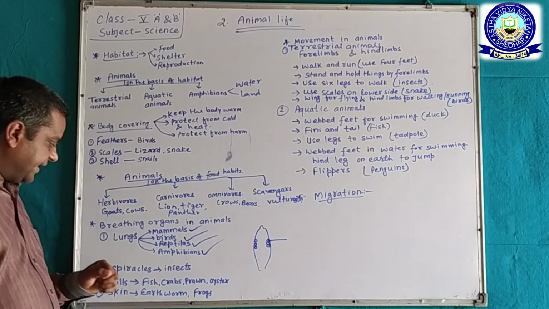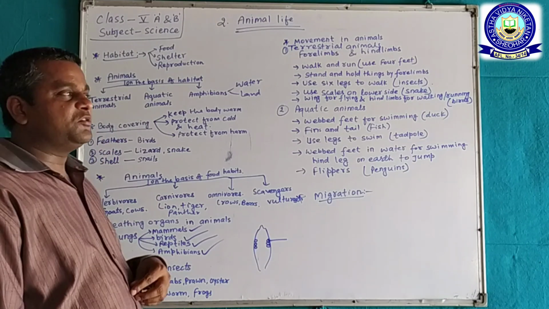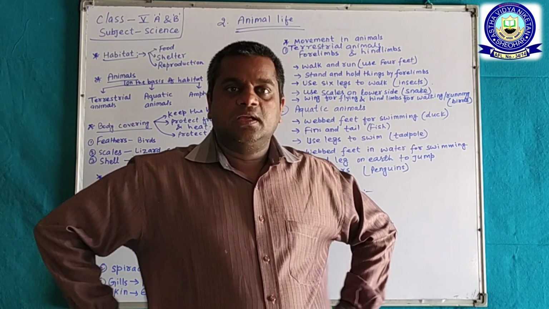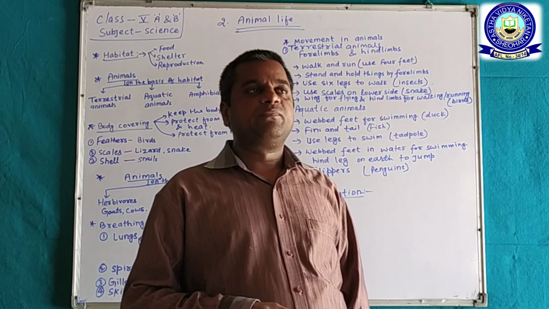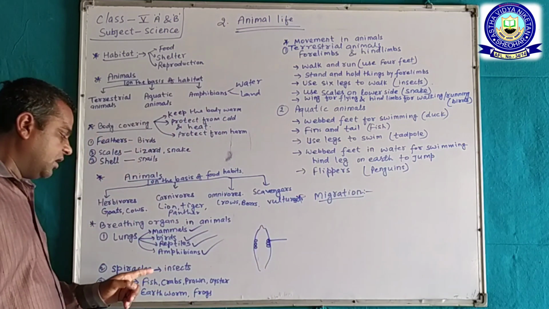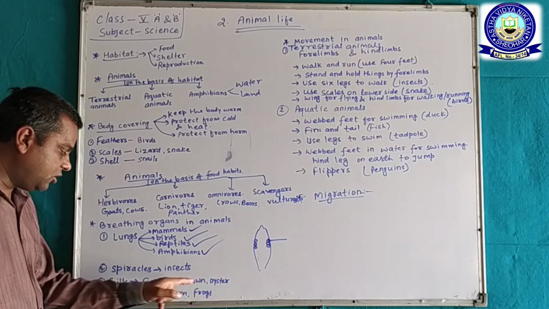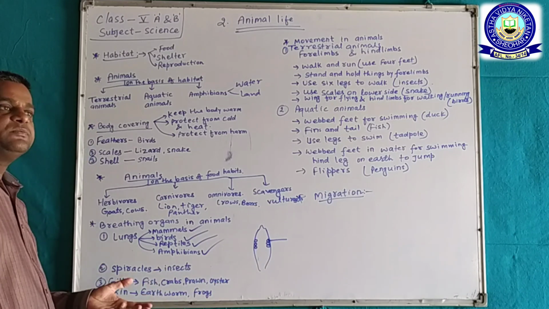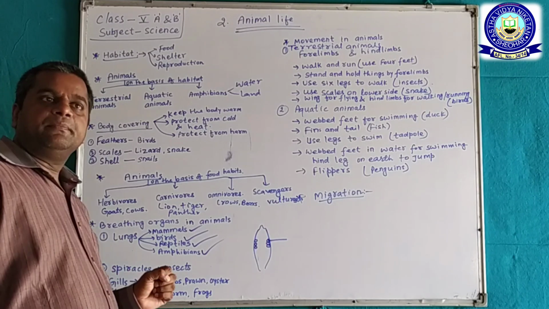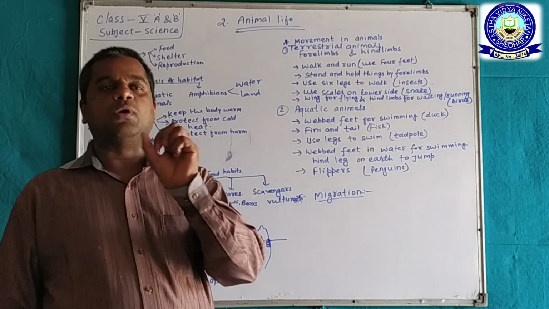So next, gills. It is a foremost character of fishes that helps in breathing in water. See, fish, crabs, prawn, oyster. All these organisms have gills. They make them eligible to breathe in water.